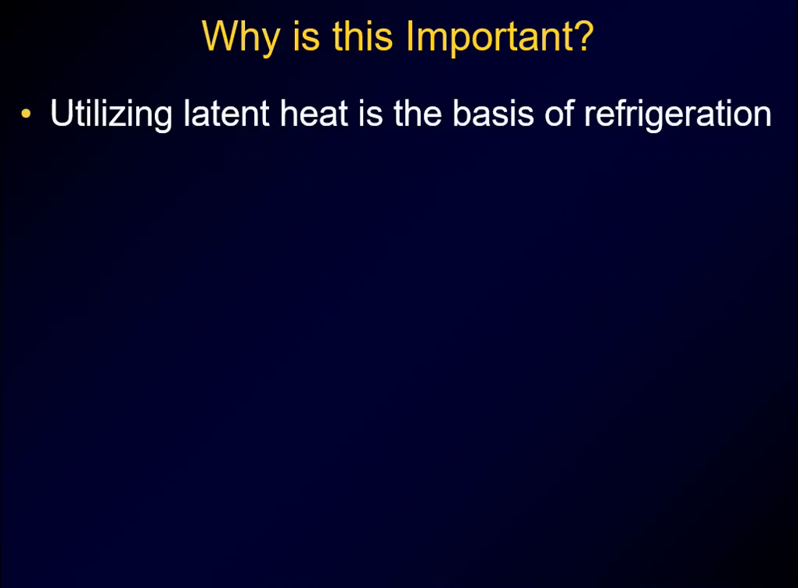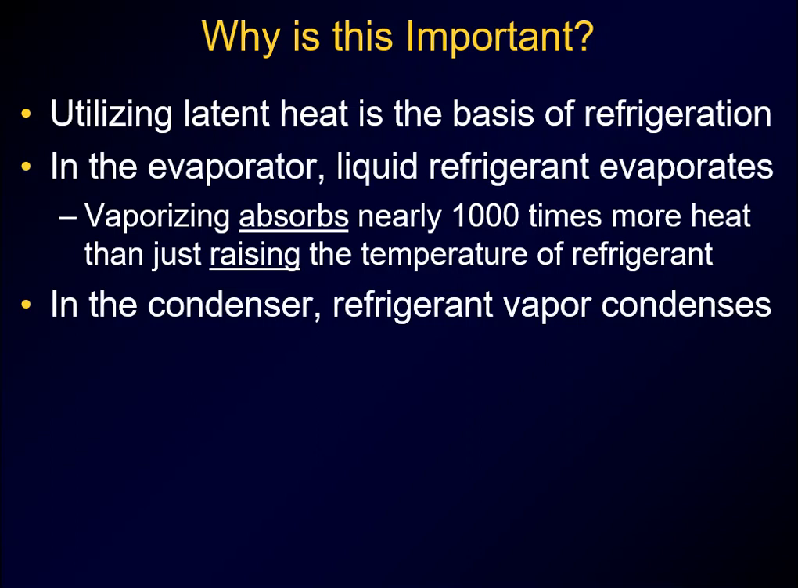All right, so why is it important? I went through that again because I know we've already talked about it, but it's very important to understand this when we're starting into the refrigeration circuit. Utilizing latent heat is the basis of refrigeration. In the evaporator, liquid refrigerant evaporates. Vaporizing absorbs nearly 1,000 times more heat than just raising the temperature of the refrigerant. Okay? So the evaporator is going to capture heat, but it has to go through that process.